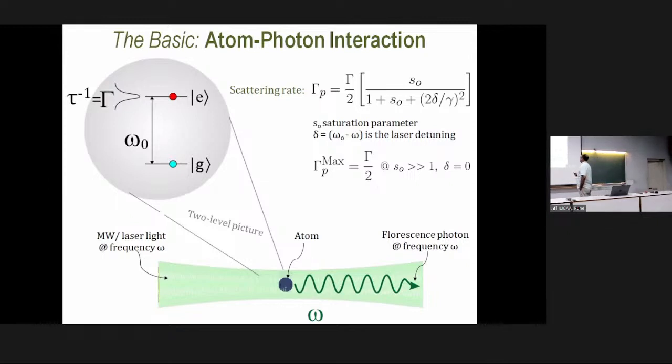Okay. So the maximum scattering rate could be gamma by 2, because this detuning could be 0 and S0 could be very large, so that you can ignore 1. So it becomes S0 divided by S0 basically. If S0 is much, much larger than 1 and detuning is 0, then it becomes gamma by 2. So that means the maximum scattering rate would be the line width of the transition divided by 2.